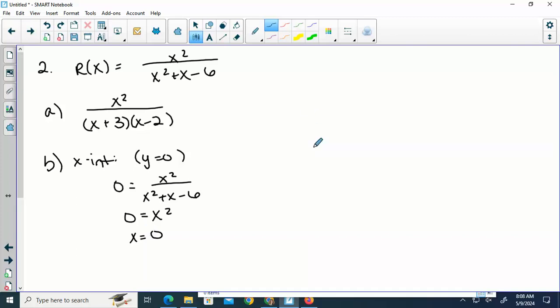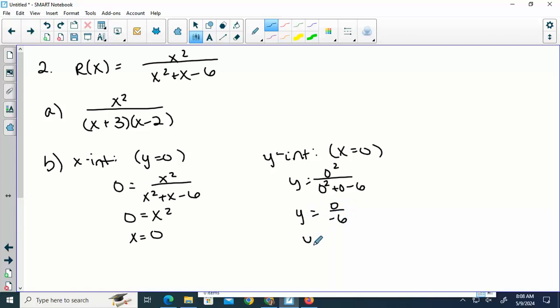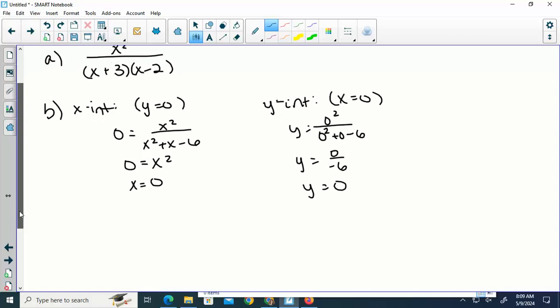Y-intercept. To find that, that's when x is 0. So if you go back and you plug in 0 for all of your x's, you get 0 over -6, which is just 0. So x and y intercepts are both 0.